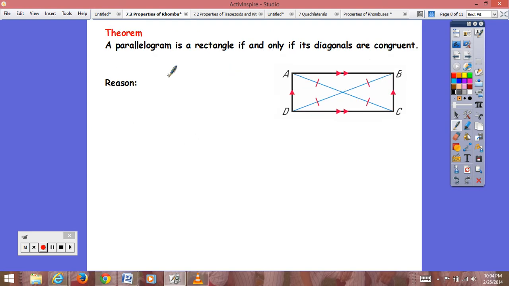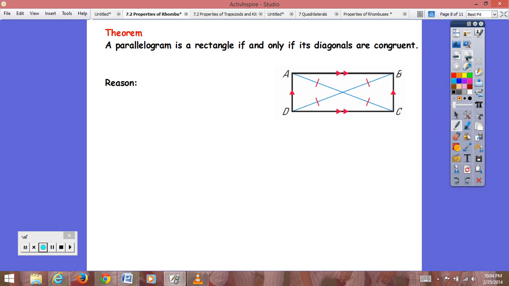And our third theorem, a parallelogram is a rectangle if and only if its diagonals are congruent. So we have our two sets of opposite parallel sides and our two diagonals. We can see that this is congruent to this and the other two are congruent to them as well.